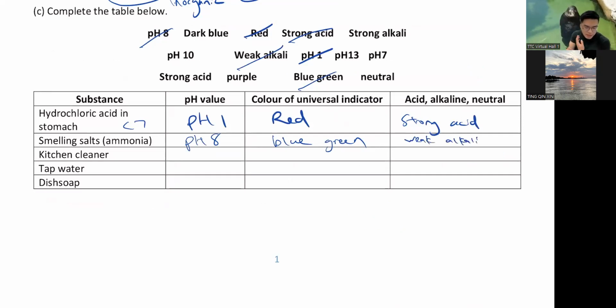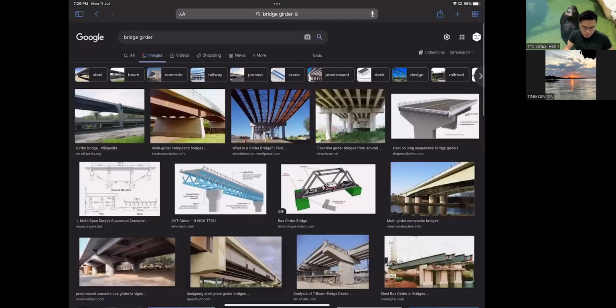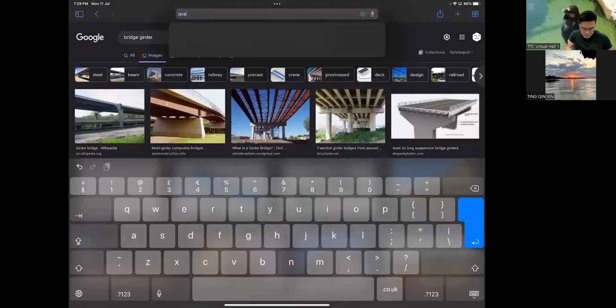它是一个 weak alkaline. Okay, next. Kitchen cleaner. Okay, 什么是 kitchen cleaner? This thing is used in your oven cleaner. Okay, this thing is called an oven cleaner. Don't play with this thing. Okay, oven cleaner.